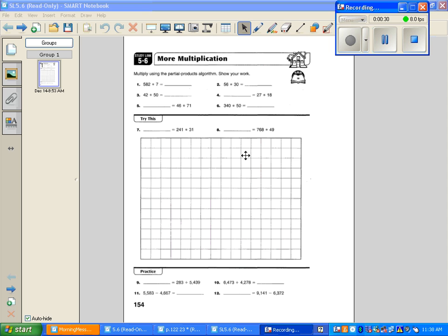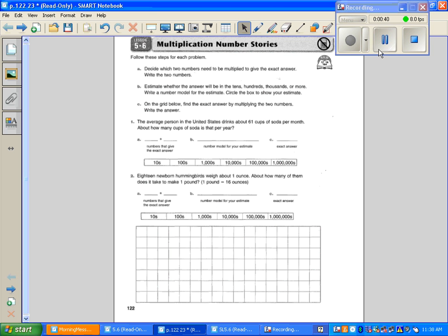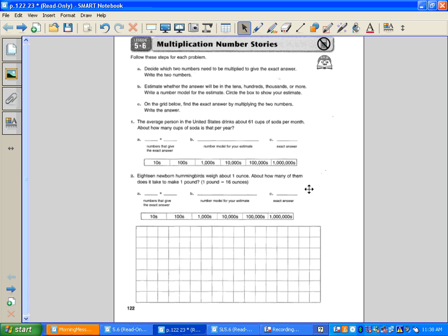So this is tonight's homework. You can see we've got a lot of the multi-digit by multi-digit. I'm going to do a couple examples that we looked at in class today of just the two-digit by two-digit. So if we read through these number stories, the average person in the United States drinks about 61 cups of soda per month. How many cups is that per year? So since there's 12 months per year, I have 61 times 12.